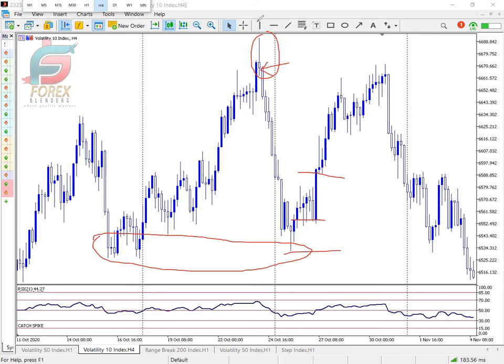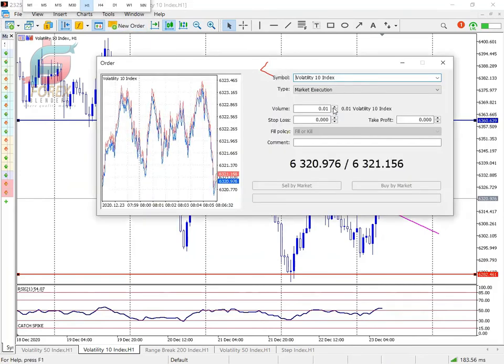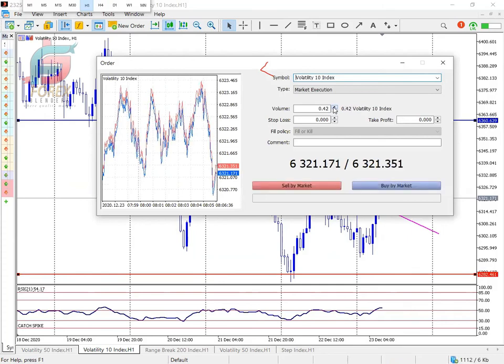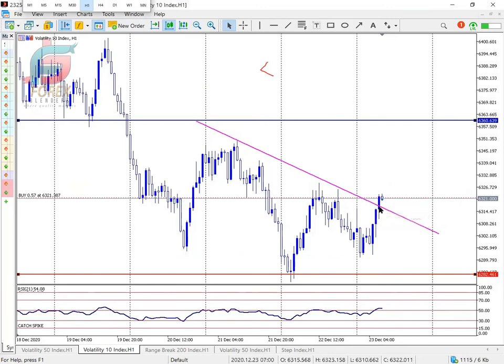Okay, so the other question was, which of the methods you discussed above do you normally use for your entry? I usually use trend line. Just place a buy order here now. Let me increase my lot size. So I'll just place a buy because the candlestick closed above my trend line. So I just place my TP there.